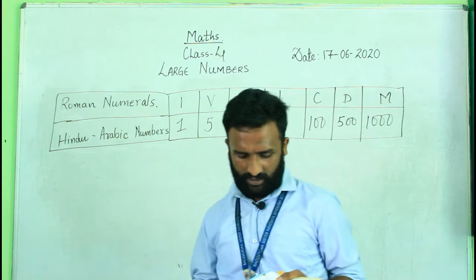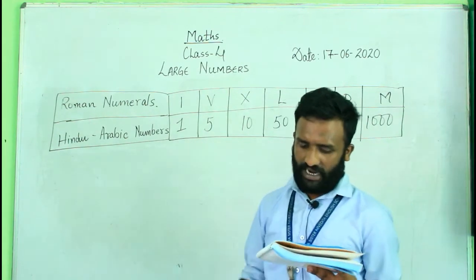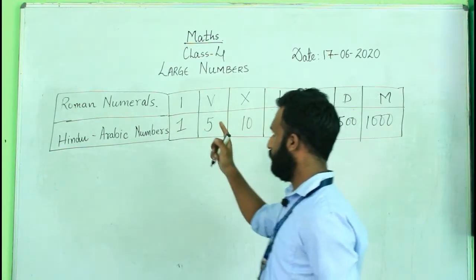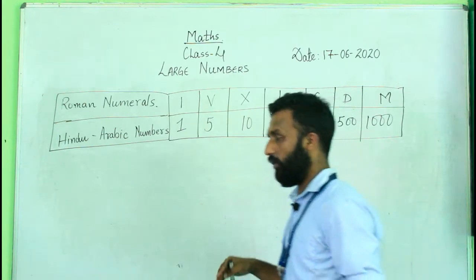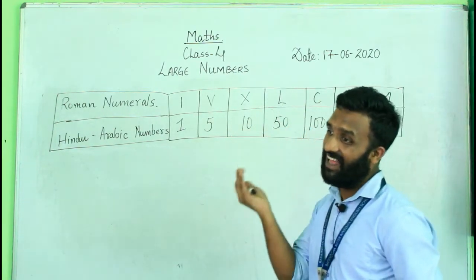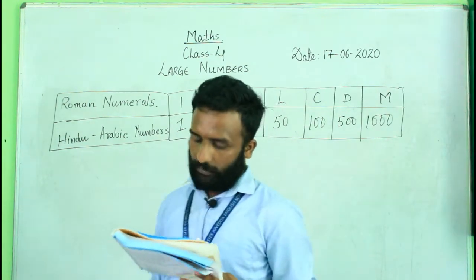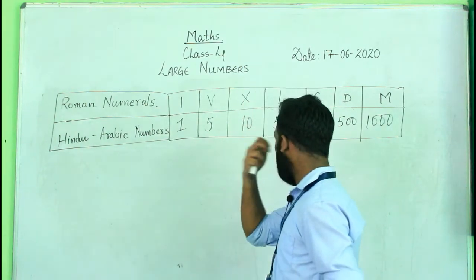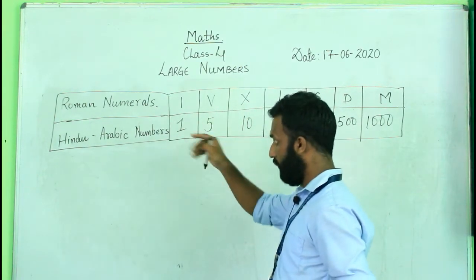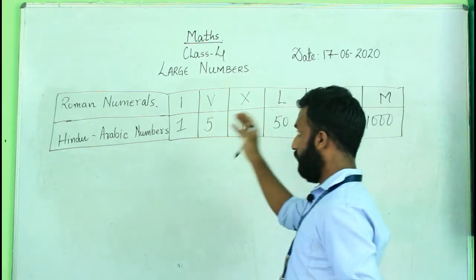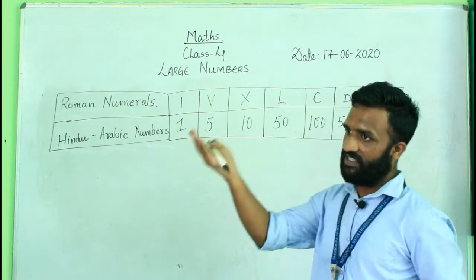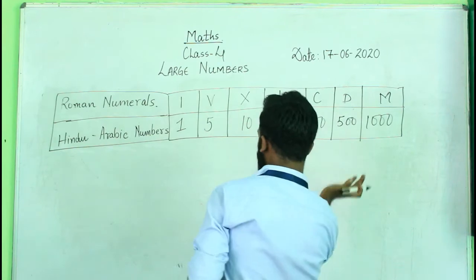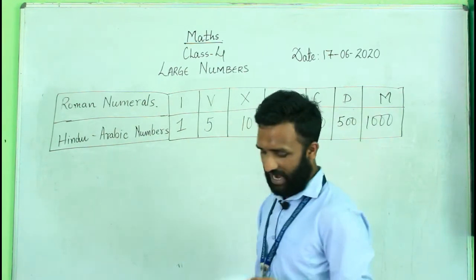Now the rules, listen here. Rule 1: whenever a small number is placed on the right of the bigger letter, it means addition. According to the Roman numerals, if the small number is placed to the right, that is this side, it means addition.